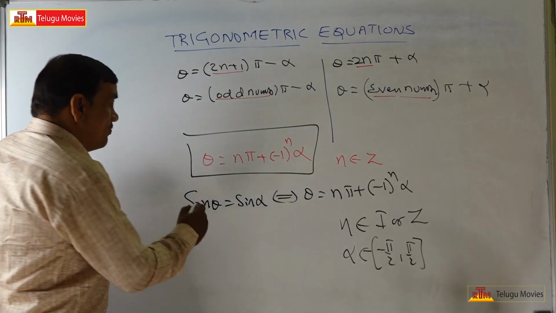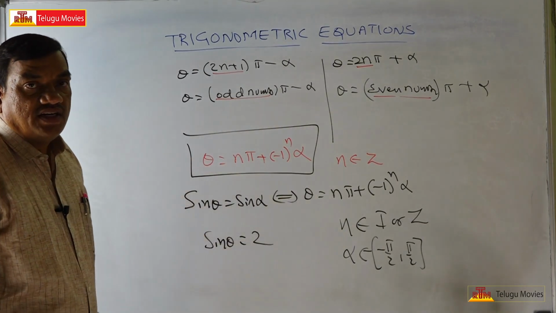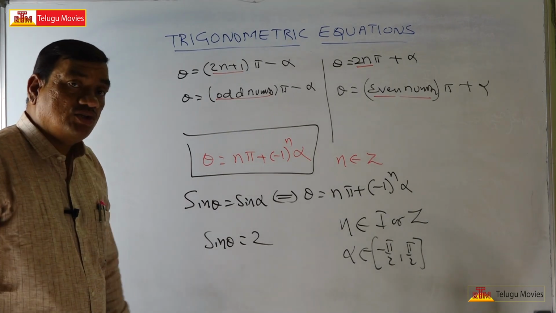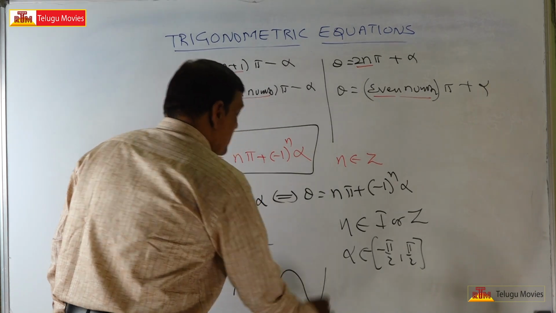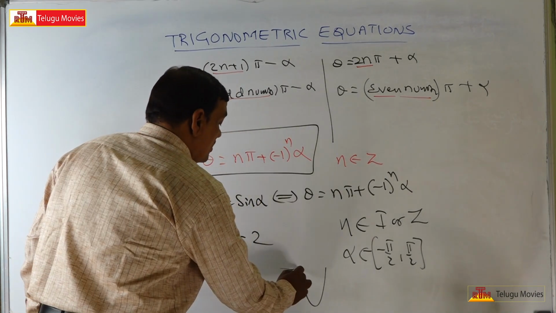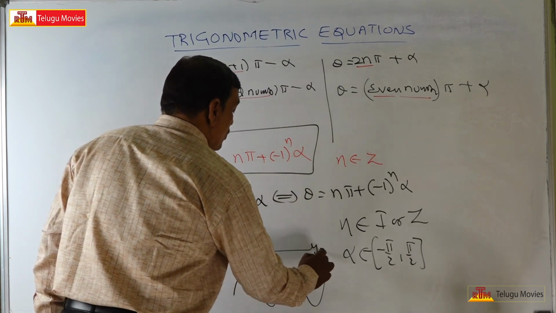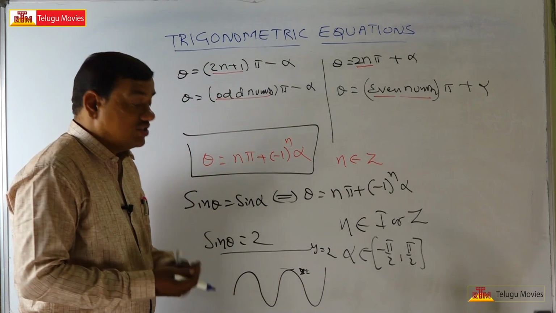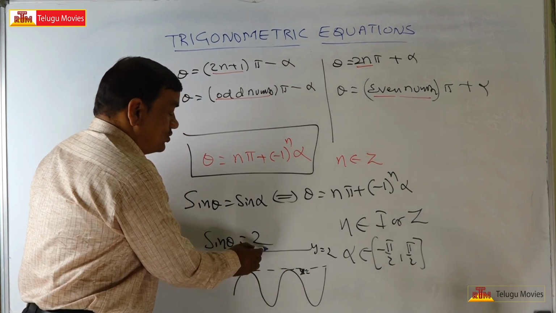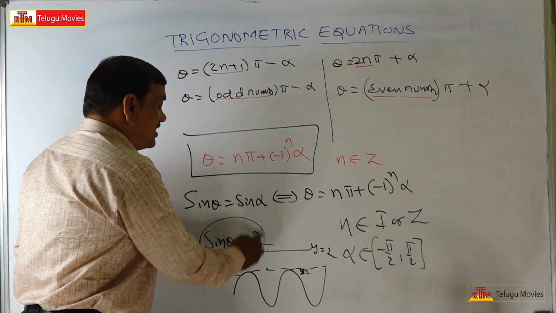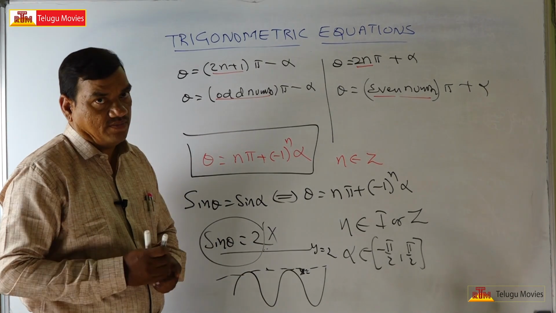For example, sin theta is equal to 2. Does it have any solution? No, it does not have any solution. Why? Because the sin theta graph goes up to a maximum of 1, but your graph y is equal to 2 is a line that lies above the required graph. So you don't have any solution. Even though it is a trigonometric equation, it does not have any solution.